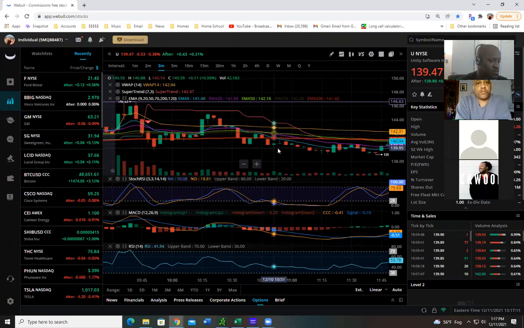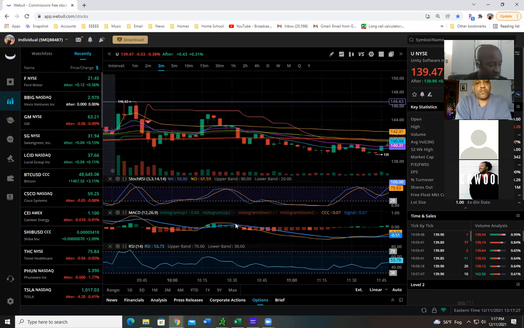And this is what I do all day. Looking for these rejections, looking for these sharp crosses that are lined up like this. It's almost a gimme. Very rarely will you see this reverse when everything is lined up like this.